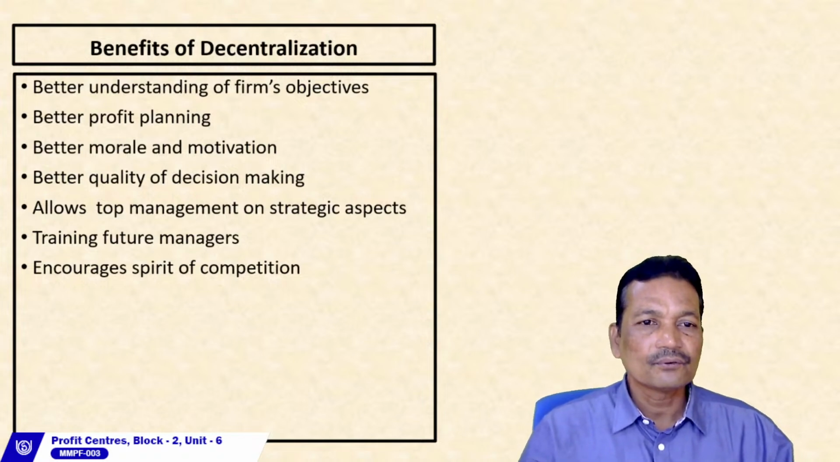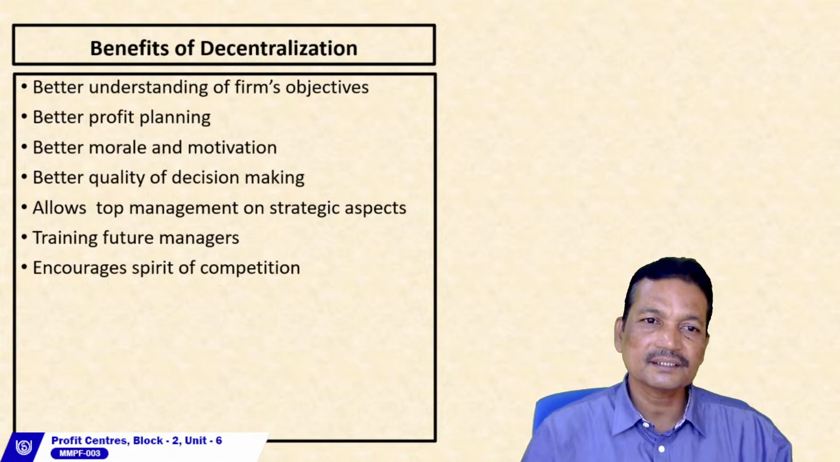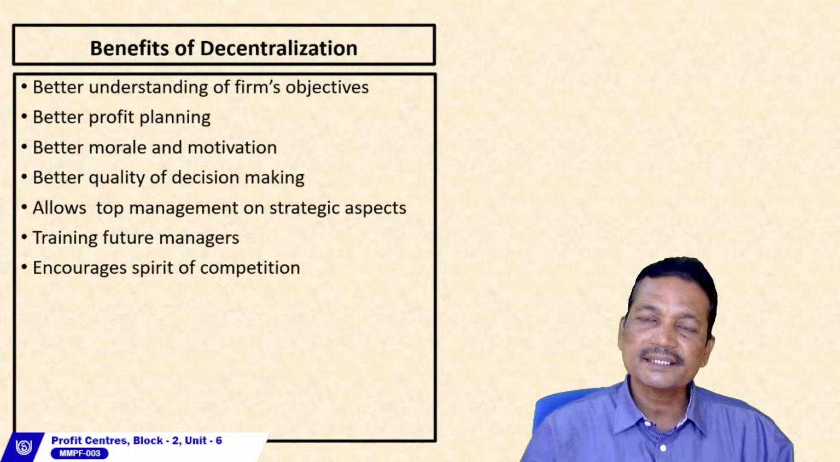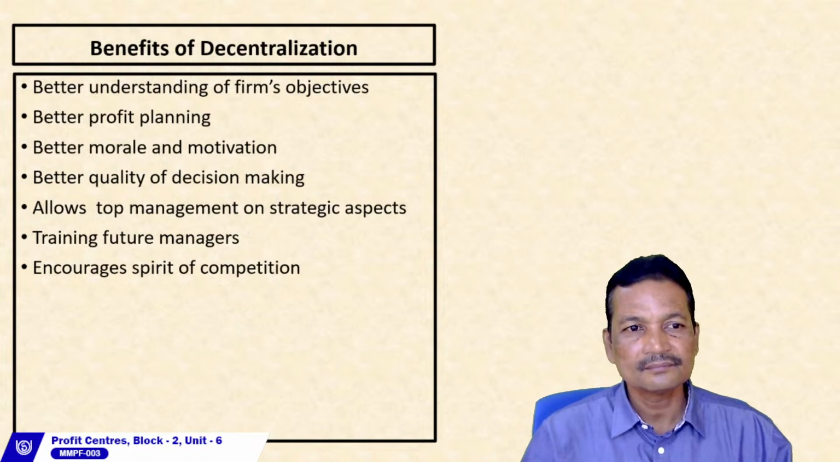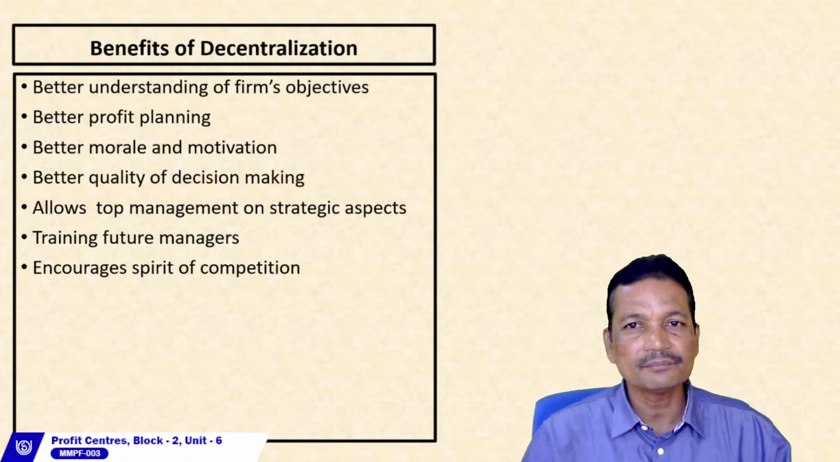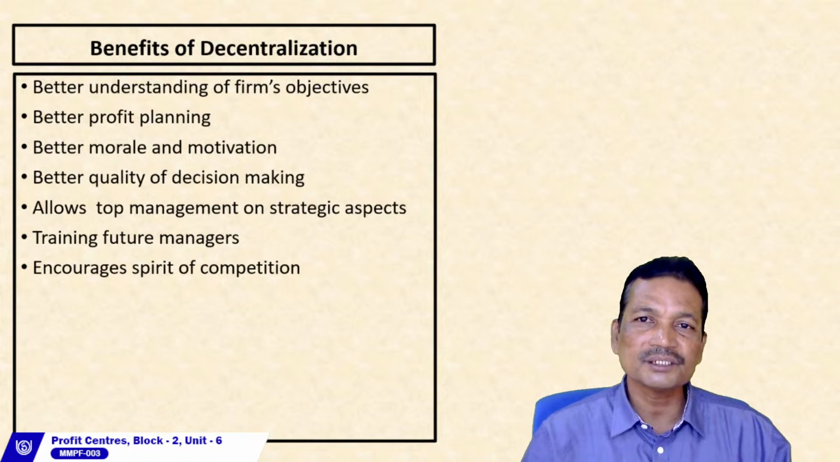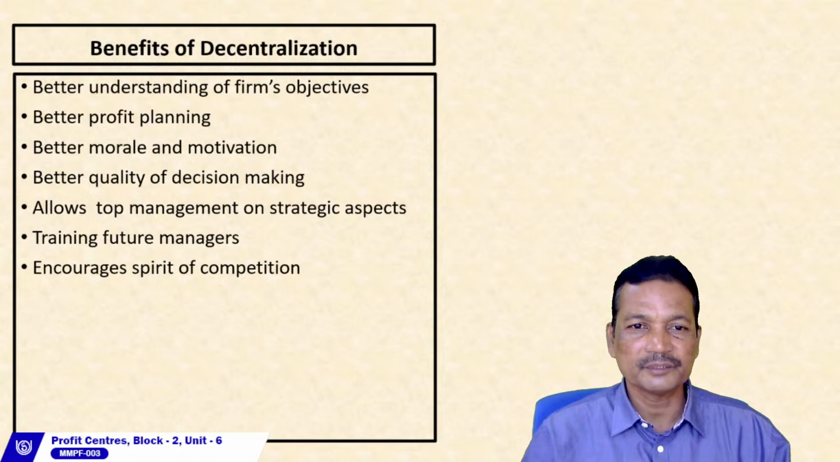Better quality of decision making. Now in order to generate profits, decision has to be taken by the manager. When we decentralize, then the managers have the autonomy to take decisions. So they take the best decisions to achieve the objectives of their particular division, which in turn is achieving the firm's objectives.